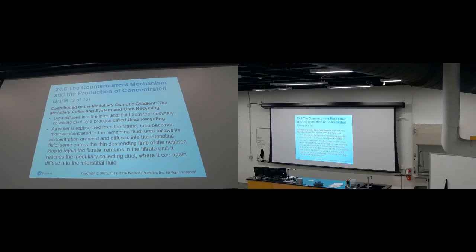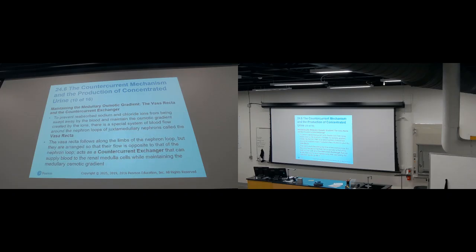So that's for water and for ions, but again, we also have some waste products like urea that can be reabsorbed. In this case, the urea will follow a concentration gradient. So it will diffuse into the interstitial fluid and then enter the descending limb of the nephron to rejoin the filtrate. So it's like a recycling process.